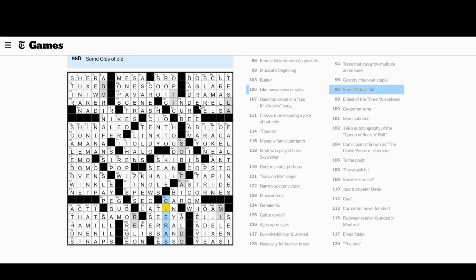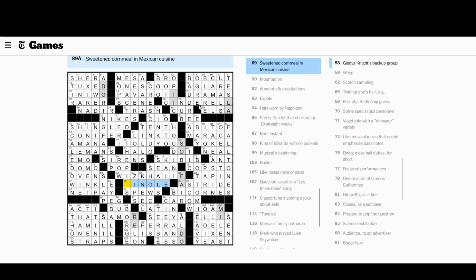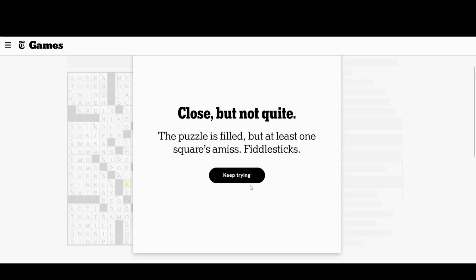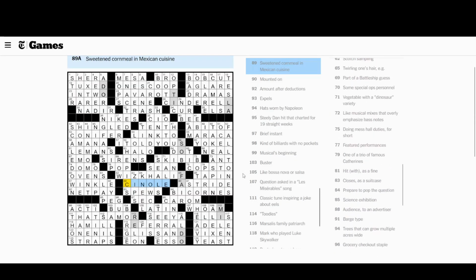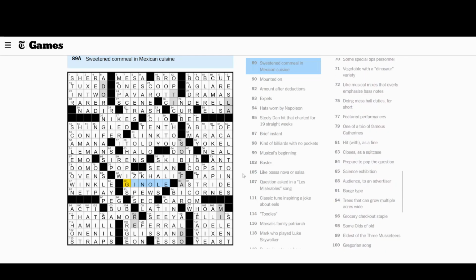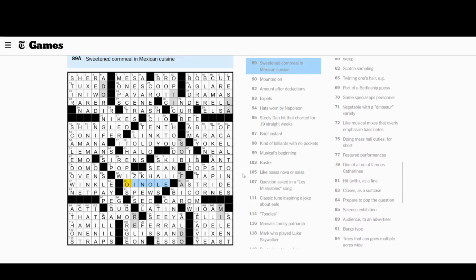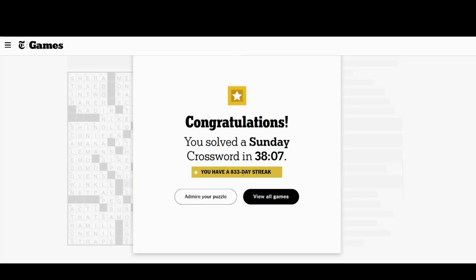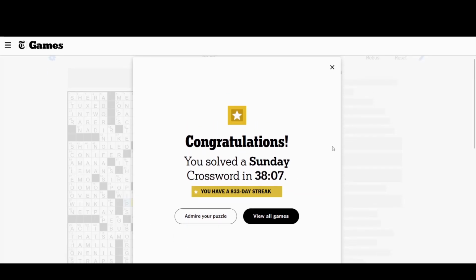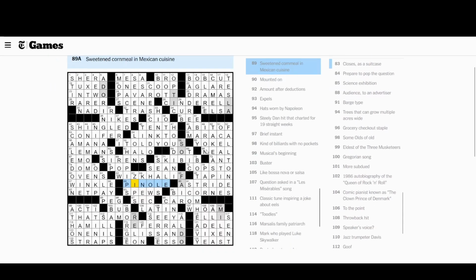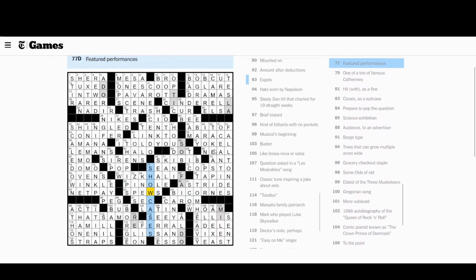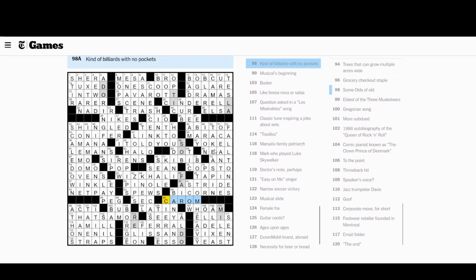Is this an old thing? I don't know. Let's see. Let's run the alphabet. A, B, C, D, E, F, G, H, I, J, K, L, M, N, O, P. Well, the pips. It was the pips. And it was indeed carom. Well, it was indeed this very strange thing.